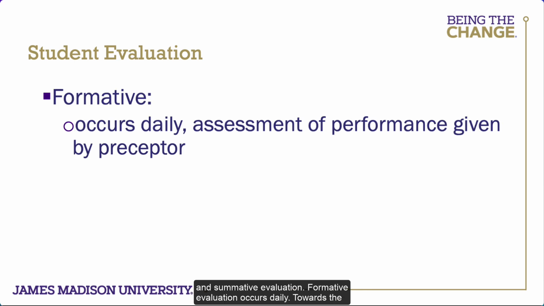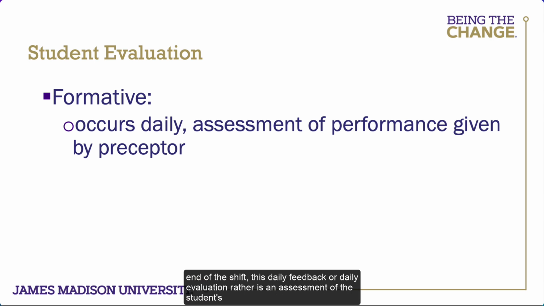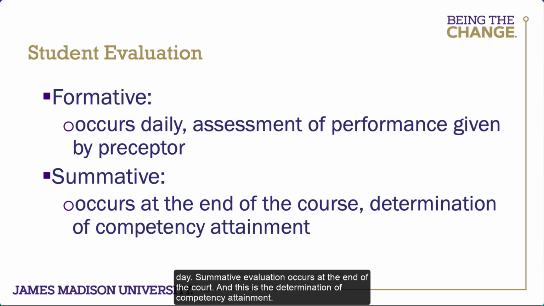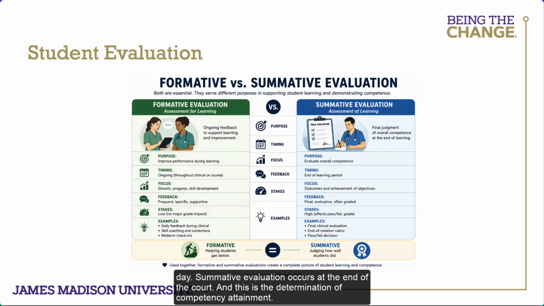Formative evaluation occurs daily towards the end of the shift. This daily evaluation is an assessment of the student's performance, and it's given by the preceptor. It takes into totality throughout the experience how the student has grown in meeting the goals and objectives through the day. Summative evaluation occurs at the end of the course, and this is the determination of competency attainment.